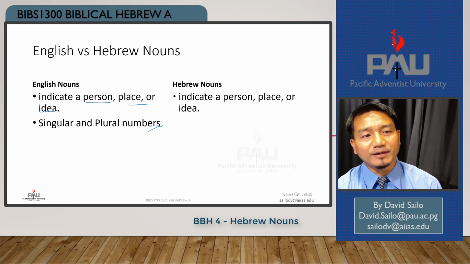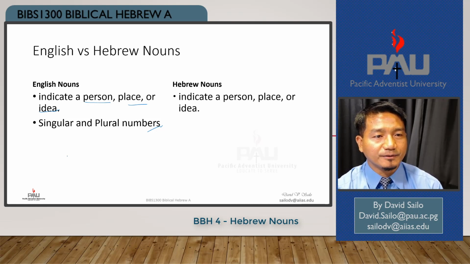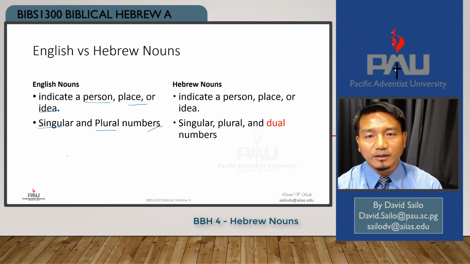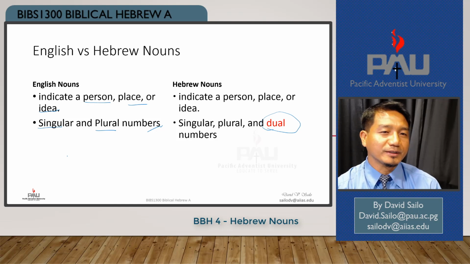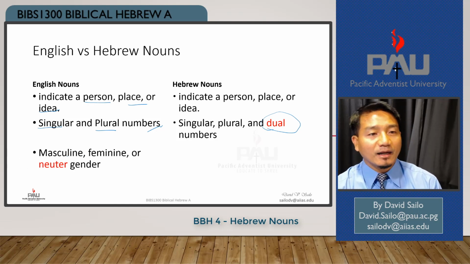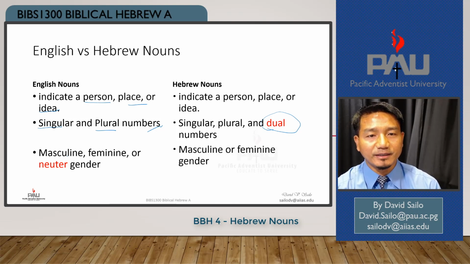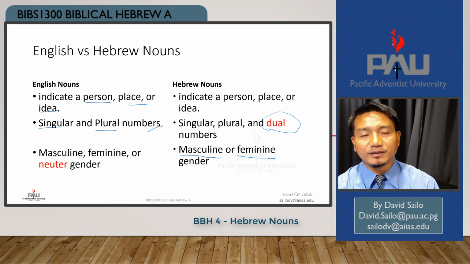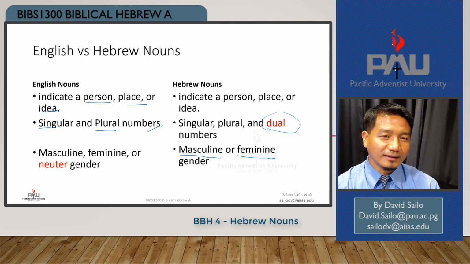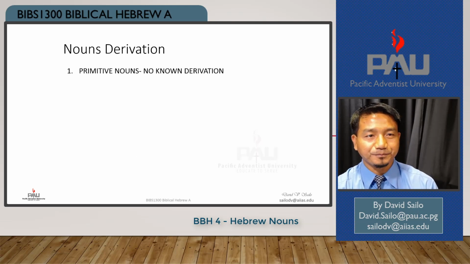What is their difference? Well, when it comes to numbers, English has only singular and plural number, but Hebrew has singular, plural, plus it also has dual number, which is not present in English. In terms of gender, English has masculine, feminine, and neuter gender, but in Hebrew we only have masculine and feminine gender. So their differences are not very much.